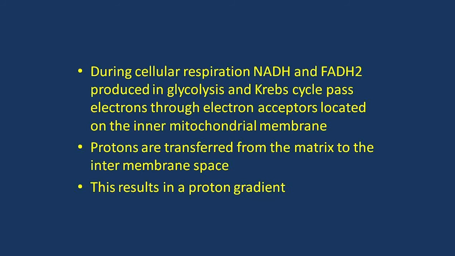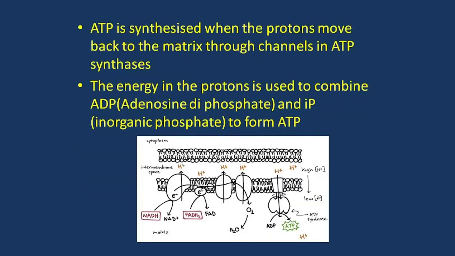Protons are transferred from the matrix to the inner membrane space during electron transport. This results in a proton gradient. ATP is synthesized when the protons move back to the matrix through channels in ATP synthase. The energy in the protons is used to combine adenosine diphosphate and inorganic phosphate to form ATP.